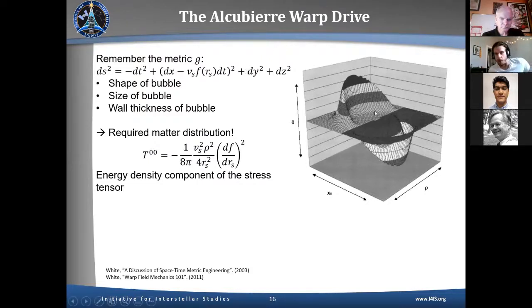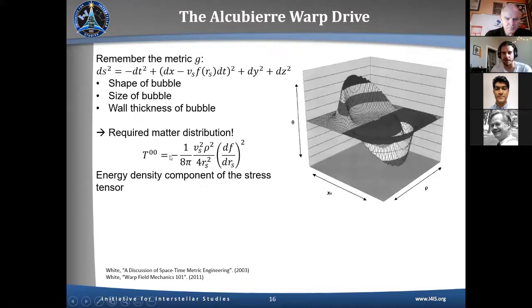And so you would create a warp bubble, where this is kind of a hyperspace embedding diagram that shows what this would look like if you contract space-time in front of a spaceship and expand it behind it. And once you have this metric, you can calculate what kind of matter distribution do I need. If you remember this T00 that was in the energy mass tensor. And so you can calculate the matter distribution needed to get this kind of warp bubble. It's very practical in a sense.